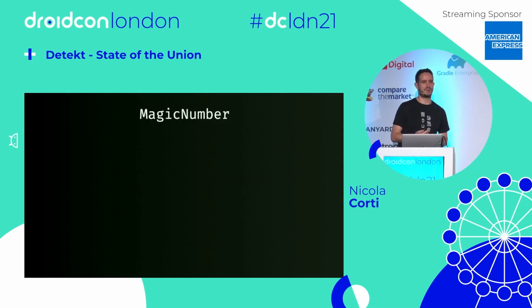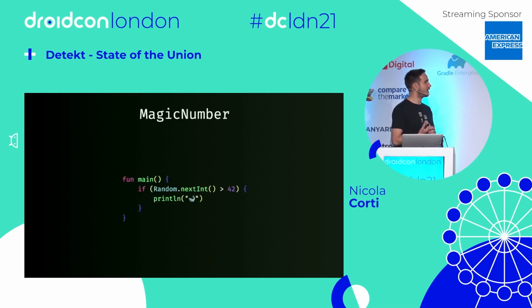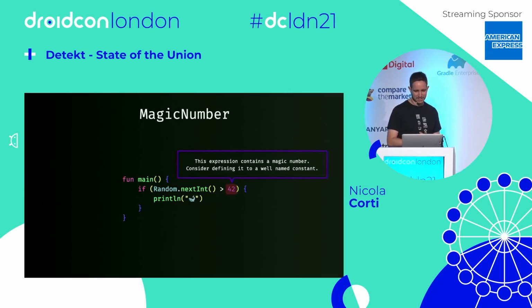There is another rule. I think it's probably one of the most famous rules in Detekt. In all the companies where I worked, people were extremely pissed about this one. It's called magic number. The idea behind this rule is we try to check if you're using a number in your code that has no real meaning and makes the code harder to read afterwards. For example, if you have a function and you check if a number is more than 42, Detekt will tell you, hey, this expression contains a magic number. Consider defining it to a well-named constant, like val answer equal 42.